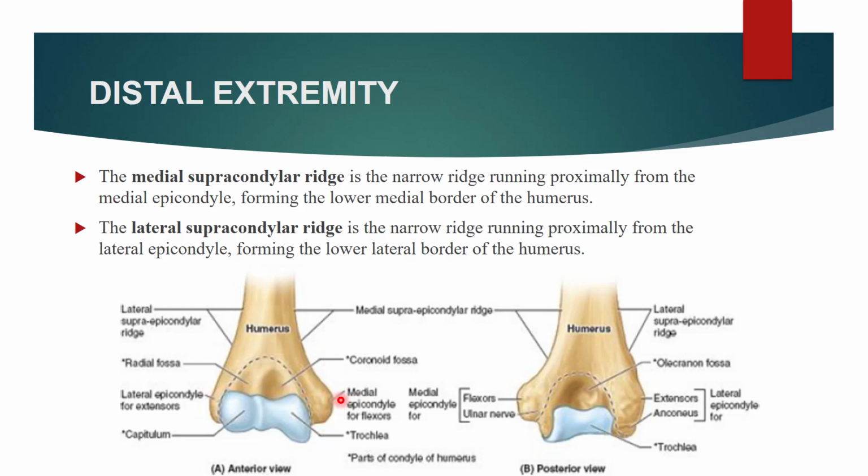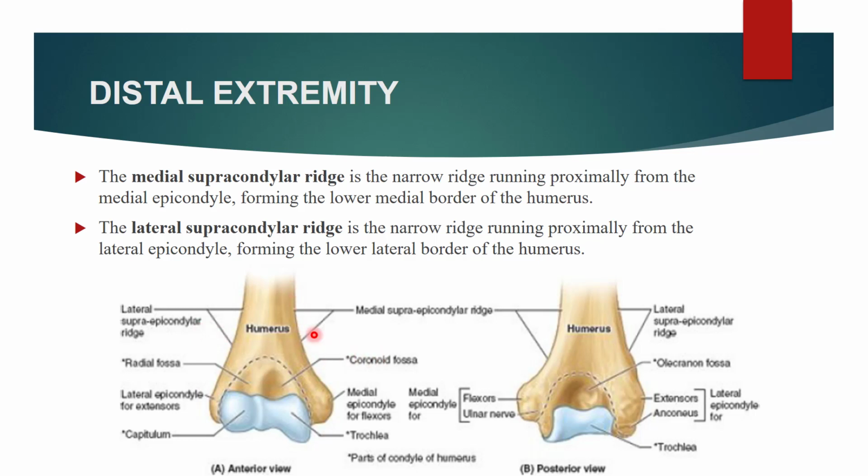See here, above the medial epicondyle, there will be a ridge. That's why it is named the medial supraepicondylar ridge, because it is above. Supra means it is above the epicondyle. On the medial side, that's why it is named the medial supraepicondylar ridge. And on the lateral side, it is named the lateral supraepicondylar ridge.